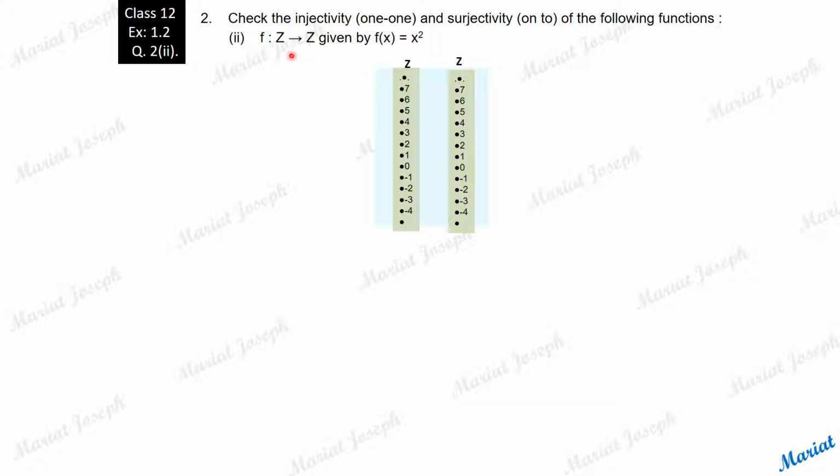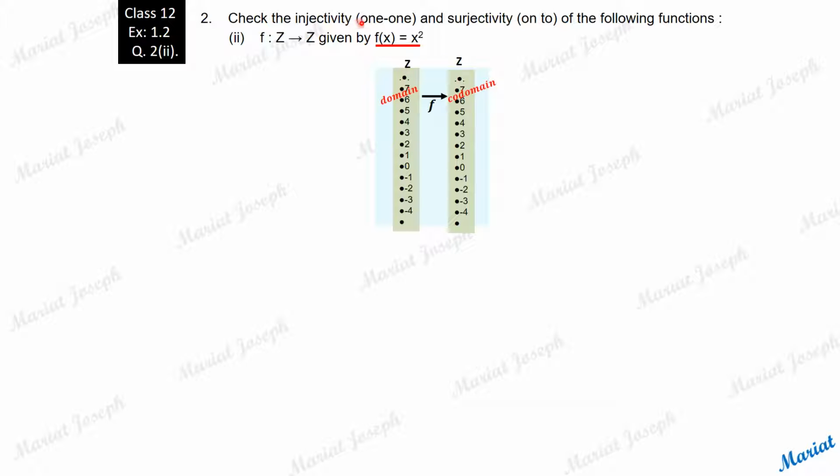Here, Z is the set of integers, all positive and negative integers. Domain as well as codomain both are the set of integers. And the rule by which the image has to be created under this f is that every x will be related to its square. So the image of 4 will be 4 square, that is 16. Image of minus 3 would be minus 3 square, that is 9. This is the function given to us.